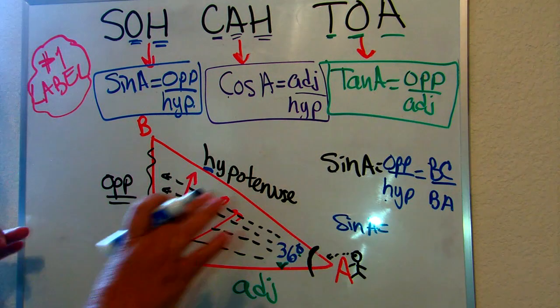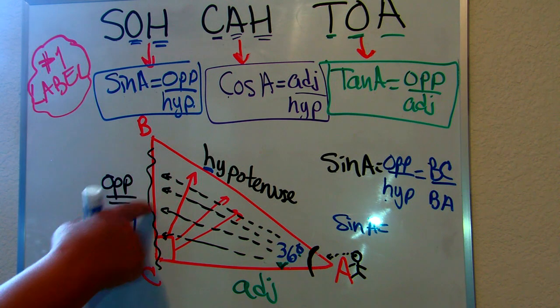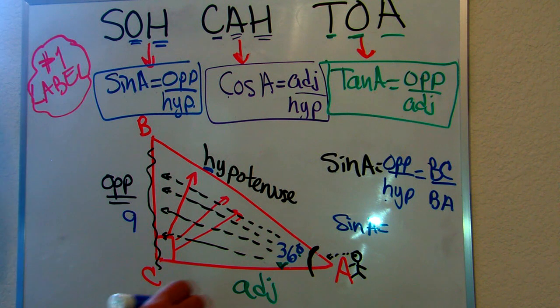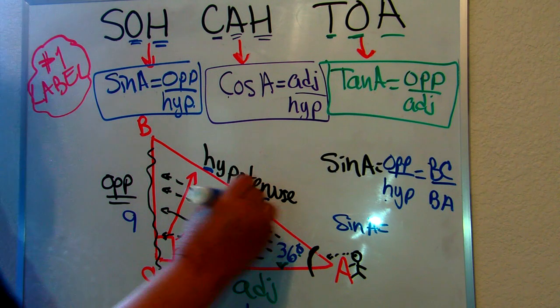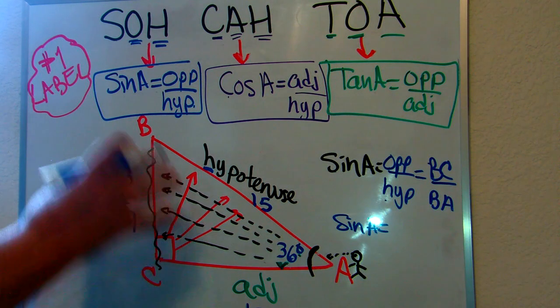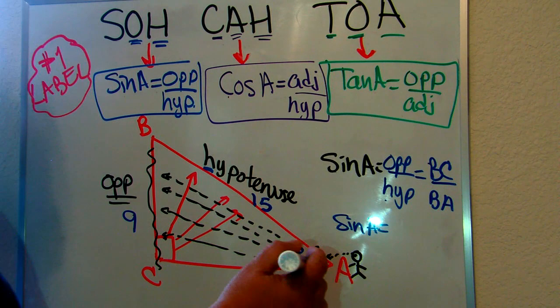All right. So now I'm going to give them numbers. This one measures 9, this one measures 12, and the hypotenuse measures 15. Okay? So these are the notes that you're doing in your paper. 9, 12, and 15. So now we just substitute.